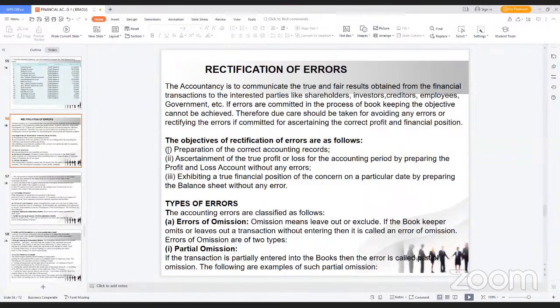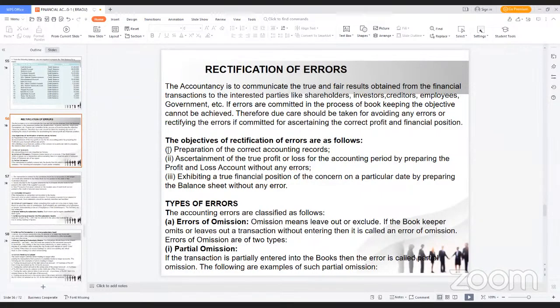Next, whatever the gross profit, whatever the net profit you get, that will be transferred to the balance sheet. So for the true financial position, you have to prepare the balance sheet on the particular date without any error. If the balance sheet is not tallied, it means there should be some mistake. So to tally it, again they have to go to the journal, and from the journal, each day they have to check it with the ledgers. Is it clear? Yes.